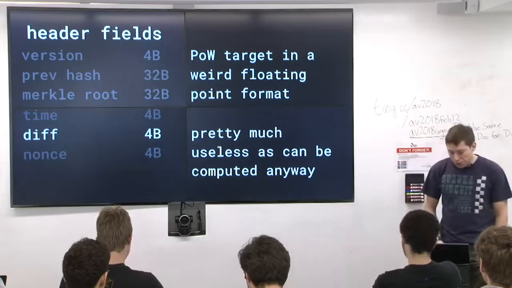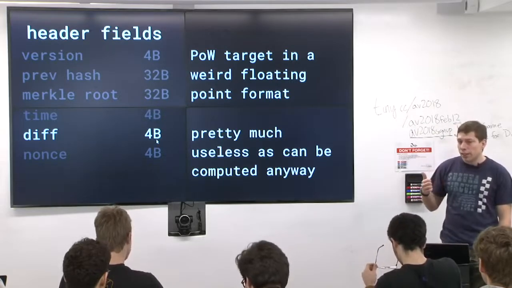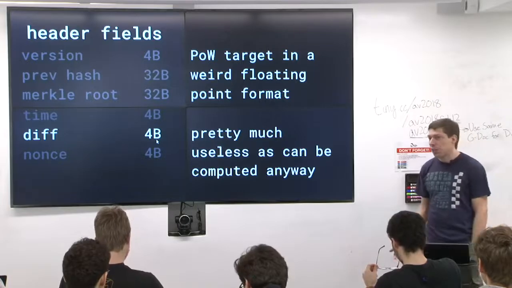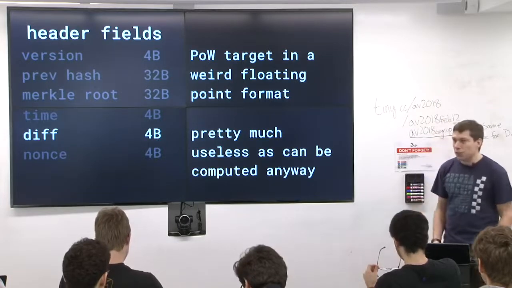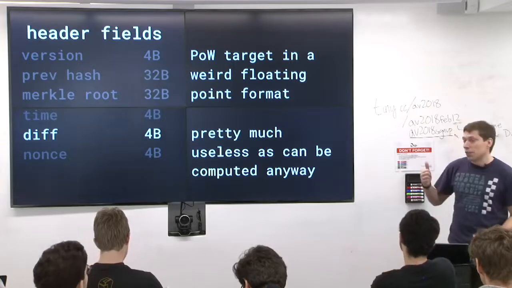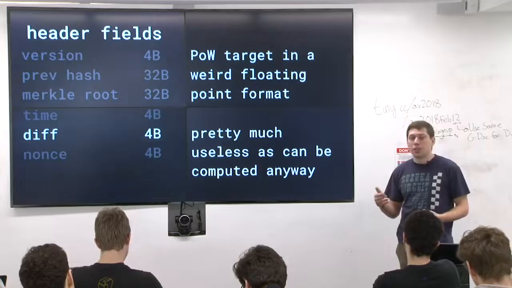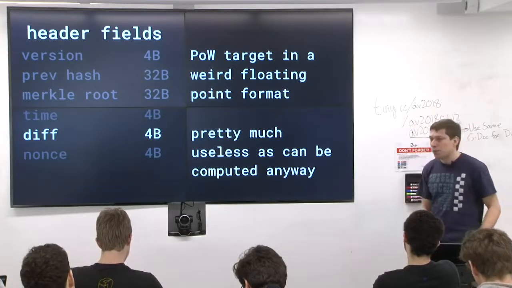One other rule with the restriction. The difficulty can go up by at most a factor of 4 and drop by at most a factor of 4. So if you mine 2016 blocks in one day, the difficulty goes up 4x, but does not go up 14x or whatever the implied would be.